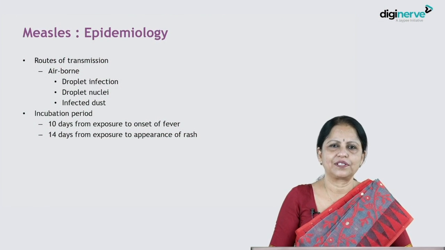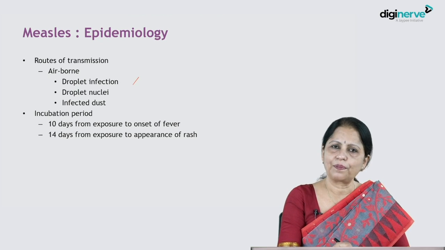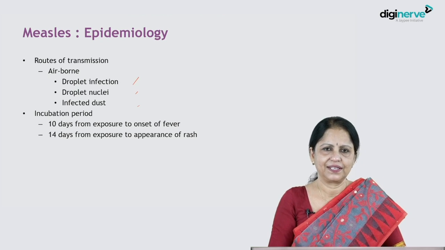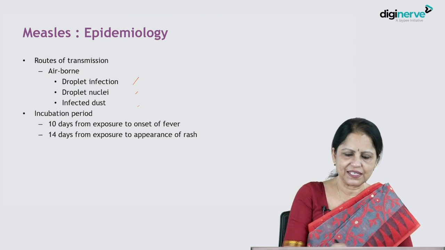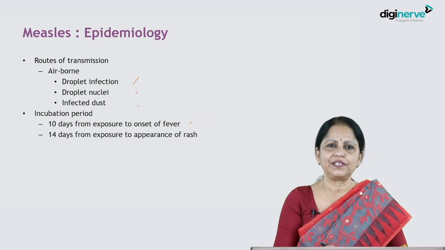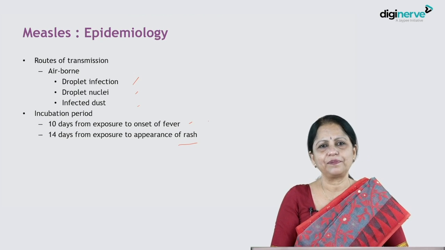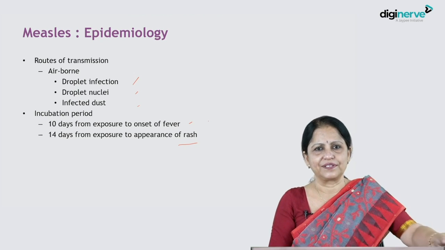It is an airborne transmitted disease, either directly through droplet infection or indirectly through droplet nuclei and infected dust. The incubation period is 10 days from exposure to the virus to the onset of fever, and 14 days from exposure to the appearance of rash. So the rash appears 3 days after the fever starts.